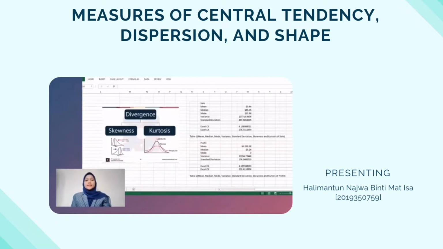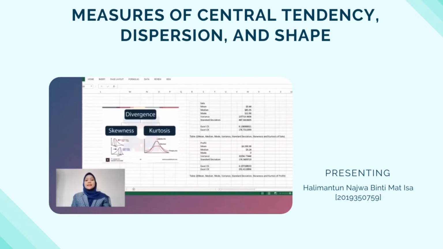For median is 85.05. And lastly, mode is 12.96. For measure of dispersion is variance and standard deviation. For variance is 237719.9809 and standard deviation is 486.5653605. For measure of shape is coefficient of skewness and coefficient of kurtosis.